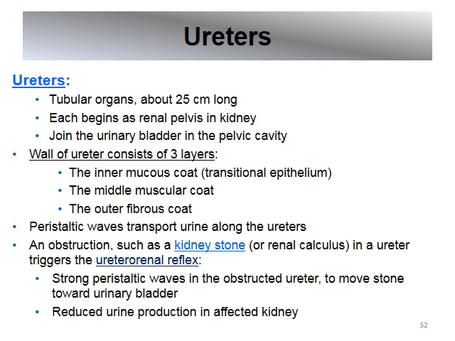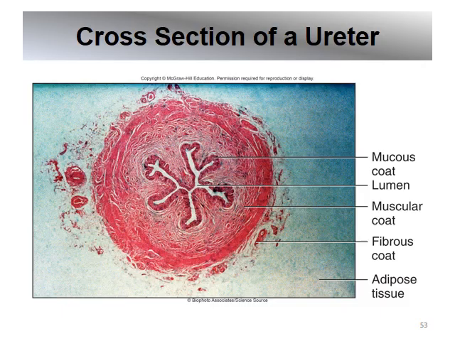If there is an obstruction, such as a kidney stone, it will lead to what we call the ureterorenal reflex, which is a very strong peristaltic wave trying to get rid of that blockage, and often it will cause extreme pain and the presence of blood in the urine. Okay, so the cross section of a ureter.